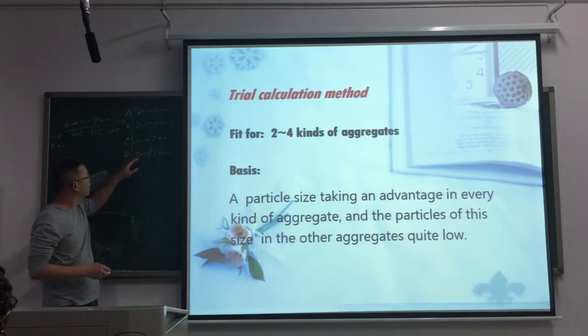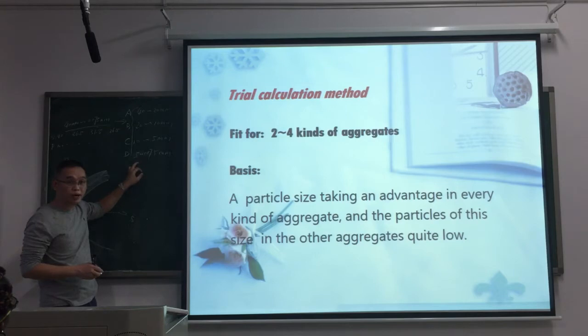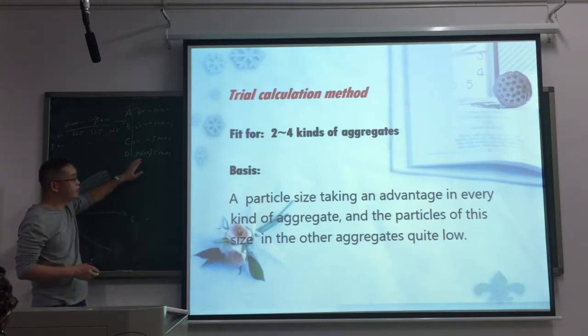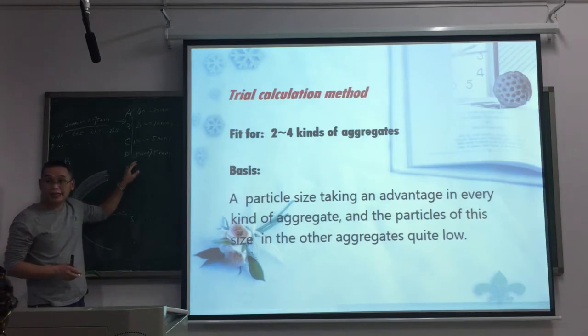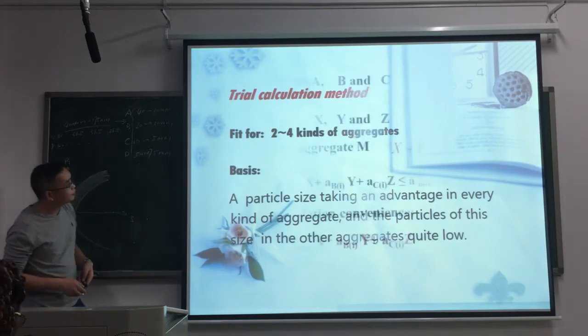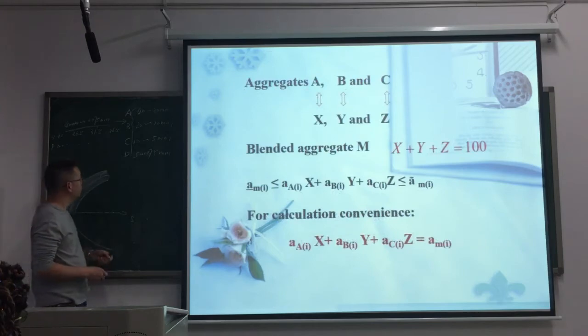And maybe 2.36 millimeter aggregates mainly come from D. This is the advantage. This is the so-called advantage size. Okay. Example.